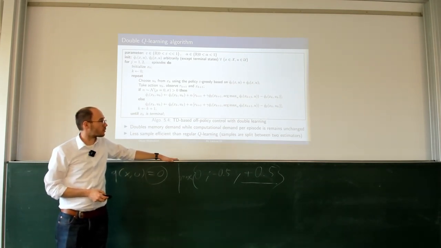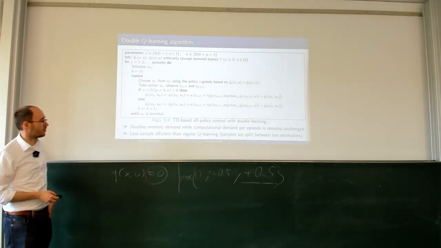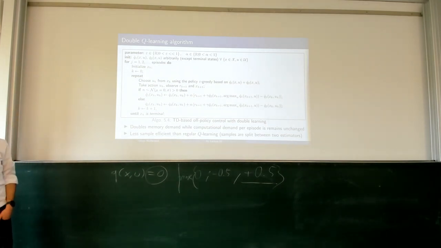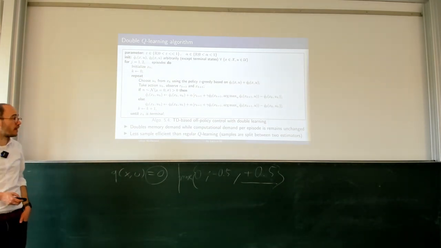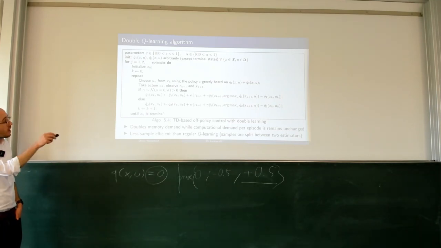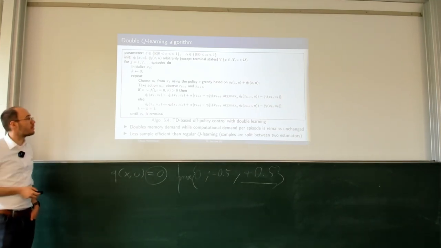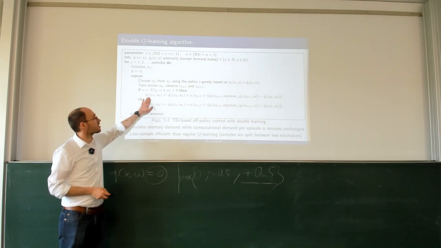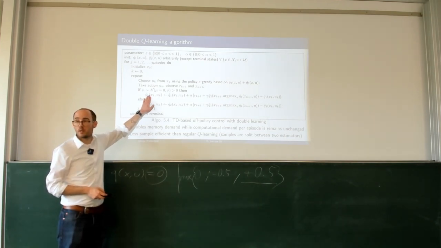What is the drawback of this double learning, trying to mitigate the maximization bias? The problem is, of course, that we have now basically the double memory demand, because this is a table which you need to store somewhere.